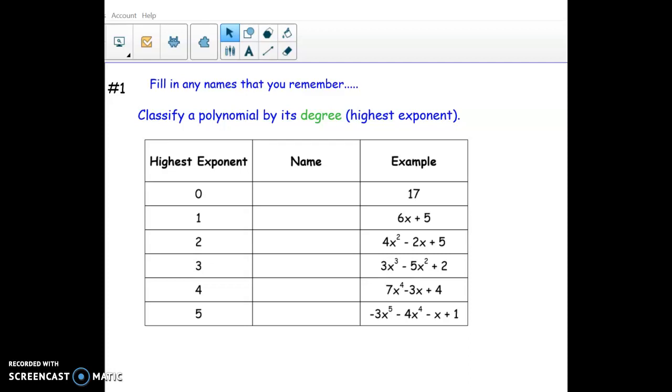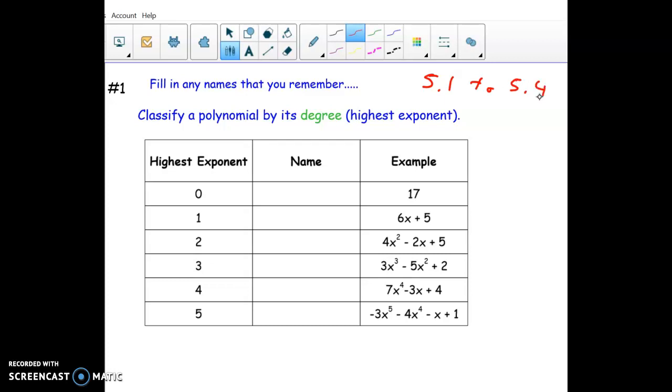Alright, this video is reviewing sections 5.1 to 5.4, getting ready for that test. We kind of split this chapter into two parts because it gets pretty long. So the first test will be on these sections. In this video, we'll review that information.